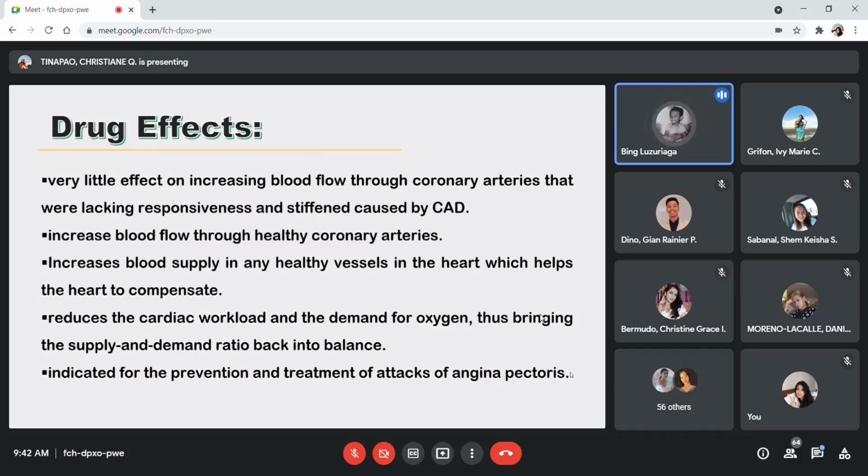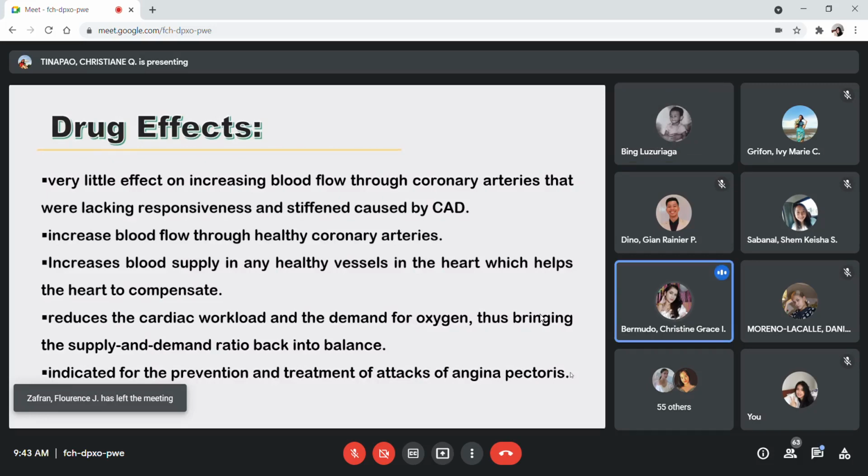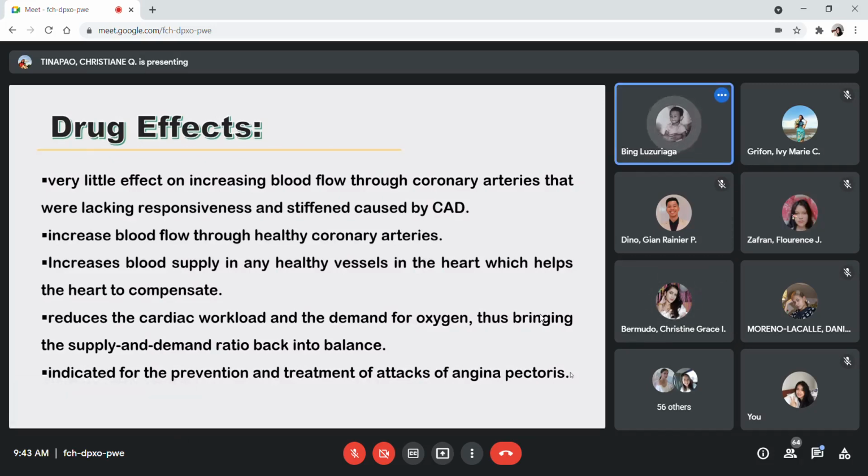Okay? So, again, your vasodilators will solve which problem as a cause of angina pectoris? Vasodilator, reporter. What will be solved by vasodilators? Hoy, reporter. Who is the reporter? Doc Bermudo? Yes, sir. Okay.